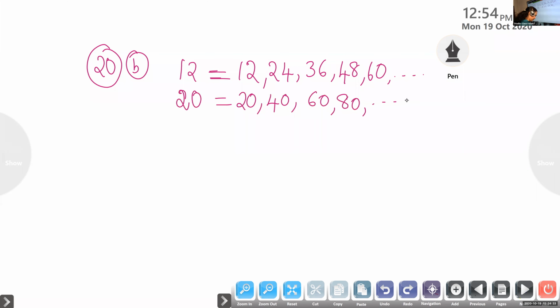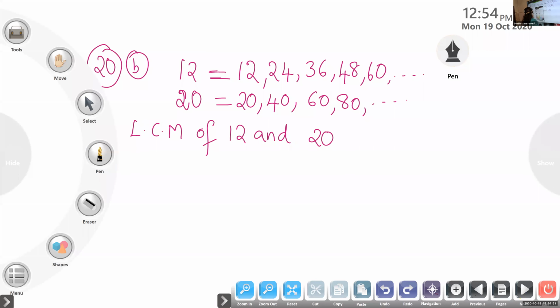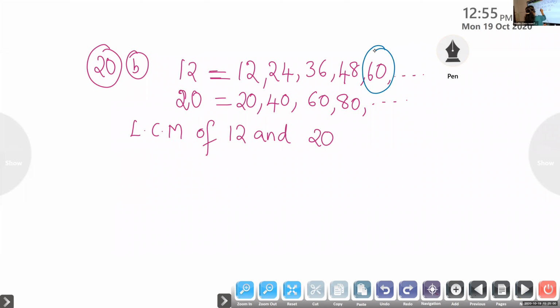So, can you tell me which is the LCM of 12 and 20? Check here which is the common from here. 60. Yes, here is 60 and here check again. Is there any other number? No, here 60. So LCM of 12 and 20 is 60.